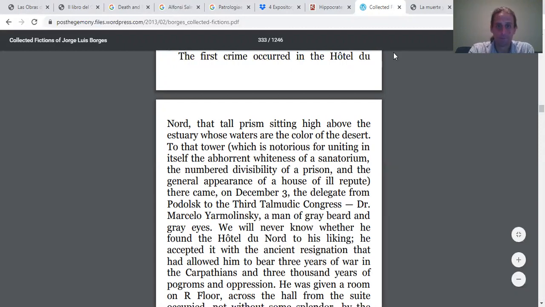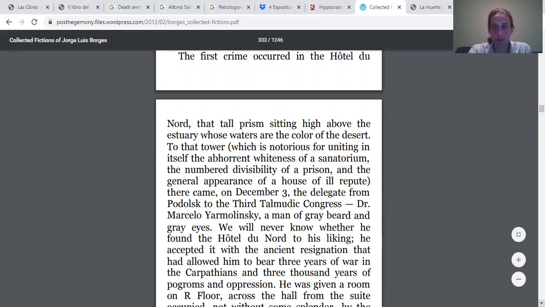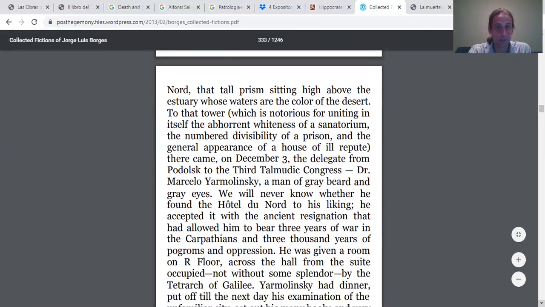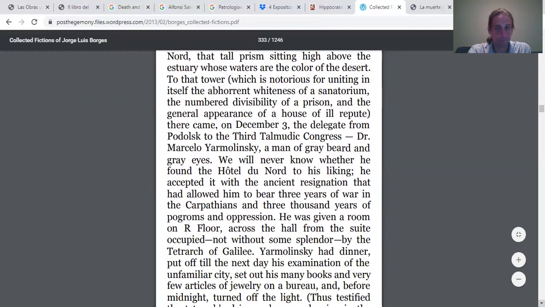We see, for instance, that Yarmolinsky arrives at the conference on the 3rd of December. We also learn that this is the third Talmudic conference. And if you don't know what Talmudic means or what Talmud means, there's a document on Blackboard that describes it very briefly. We also learn a little bit later that Yarmolinsky had endured 3 years of war in the Carpathians and 3,000 years of pogroms and oppression.